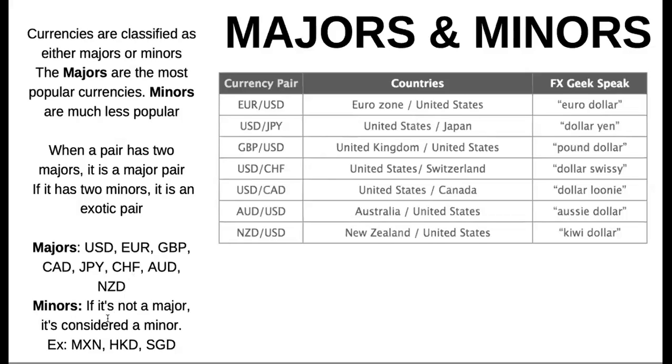Like I said, the minor pairs are those that don't have a major currency in them. So that's going to be like your Mexican peso, your Hong Kong dollar, or your Singapore dollar. So MXN, that's the Mexican peso, HKD, that's your Hong Kong dollar, and SGD, that is the Singapore dollar. Those are pairs that I would really stay away from.